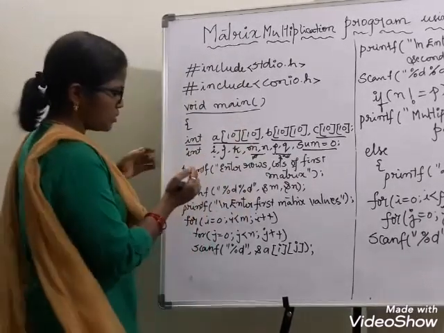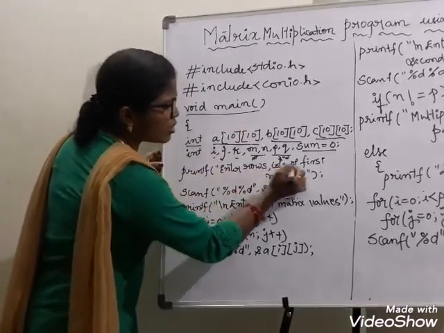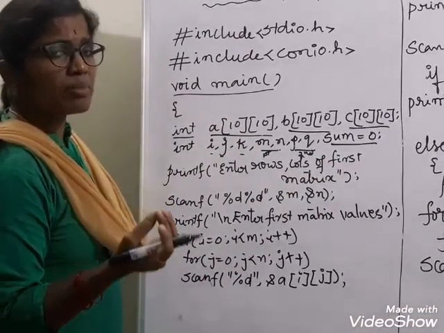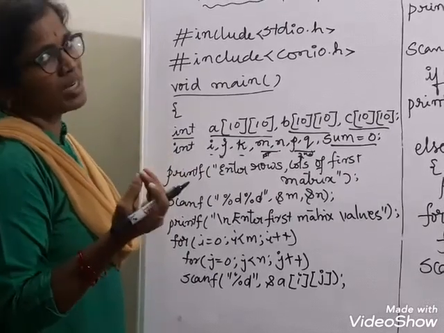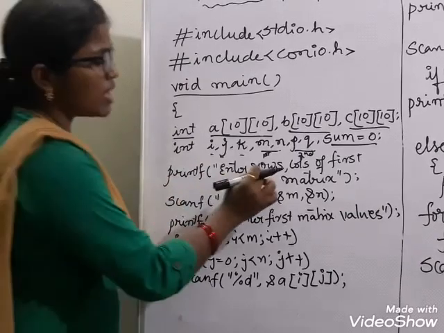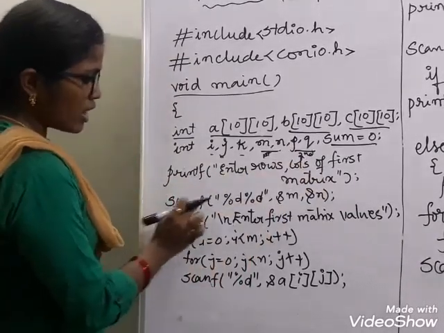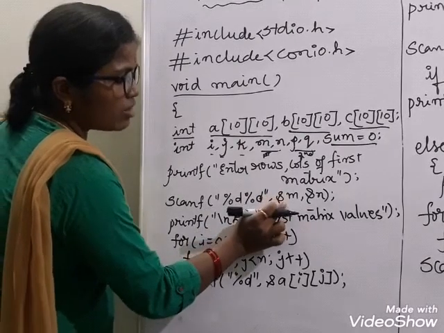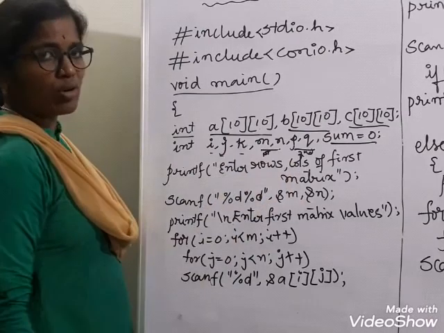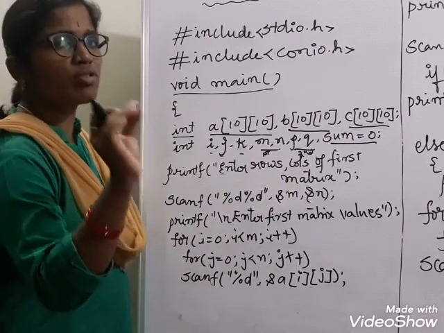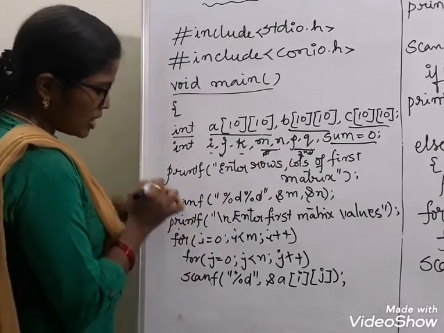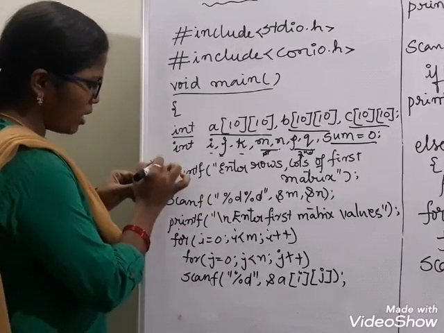Okay. So next, coming here, enter rows and columns of first matrix. I want to read the rows and columns of the first matrix. Right? For the first matrix, how many rows and columns, I don't know. For that reason I am reading here. So scanf, %d and %d, address of m and address of n. It reads the values of rows and columns, so it tells the size of the first matrix. This is to read m comma n.